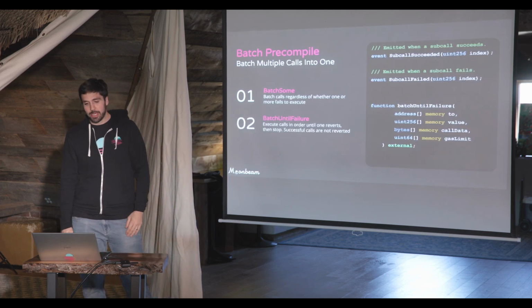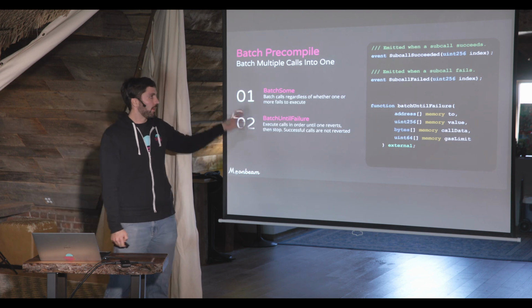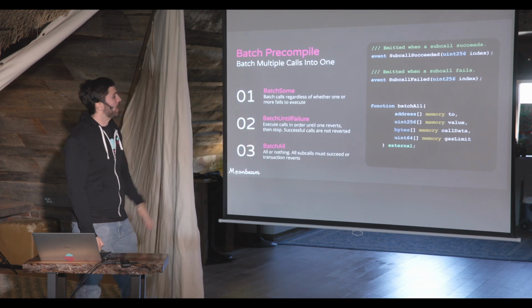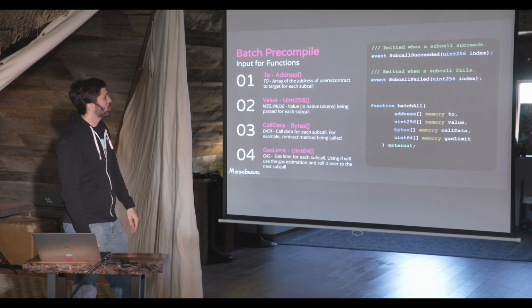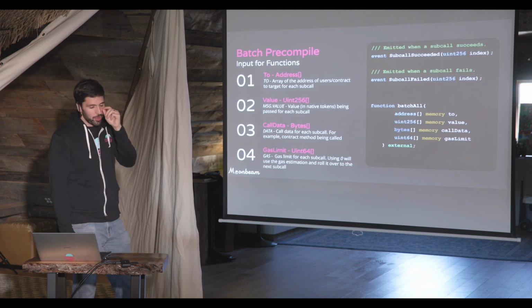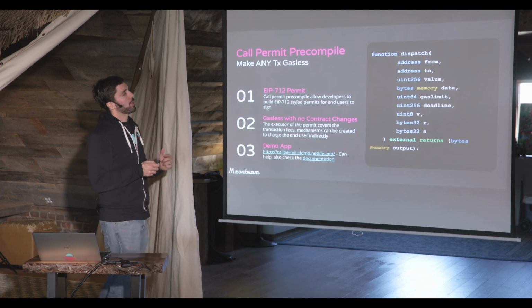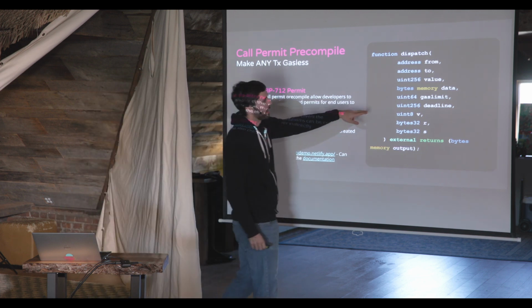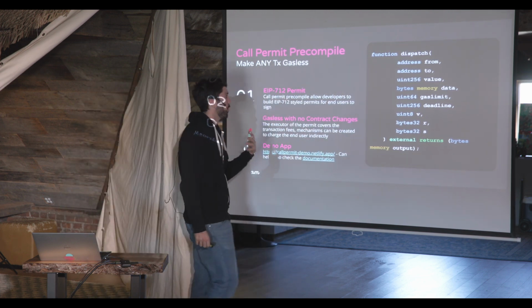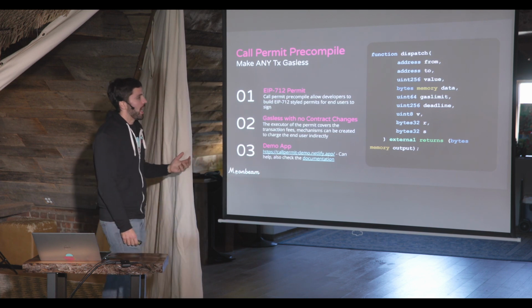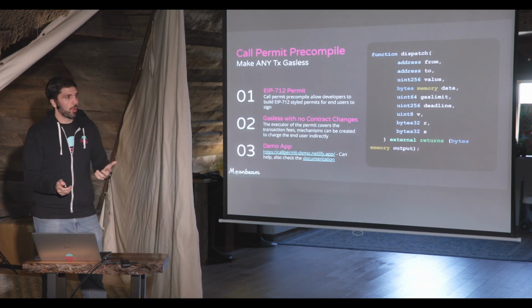I'm not going to go through this just because of time, but these are some examples of the precompiles, how they work, and how you can use them. It's pretty intuitive, like I said. The batch precompile, you can learn how to use in 3 minutes. The call permit precompile is a little bit more complicated because you need to understand signatures, you need to understand what a deadline is, and so on. But we have everything really well documented, and it's not that hard, to be honest, if you're already developing on Ethereum.